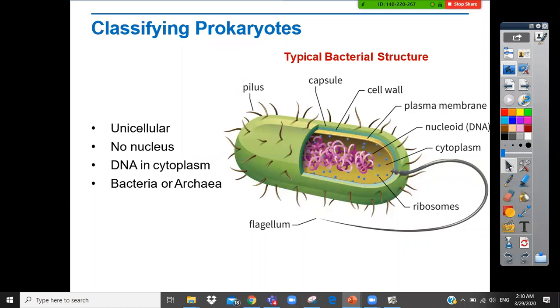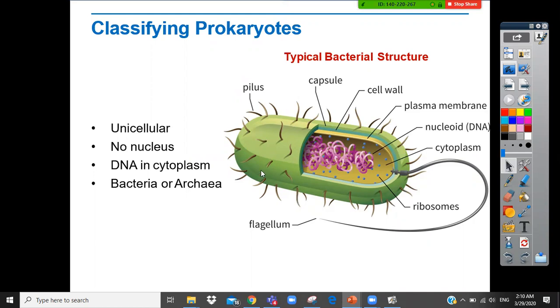Here we can see a typical bacterial cell in front of you. As we said, all prokaryotes are unicellular organisms. They have no nucleus. If we look at the diagram, the cytoplasm contains the DNA without a nucleus. Prokaryotes include two main types of organisms, bacteria and archaea.